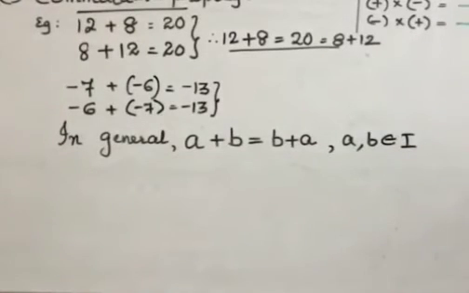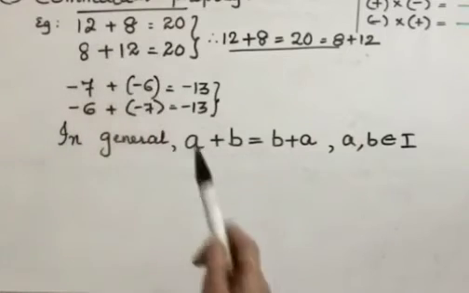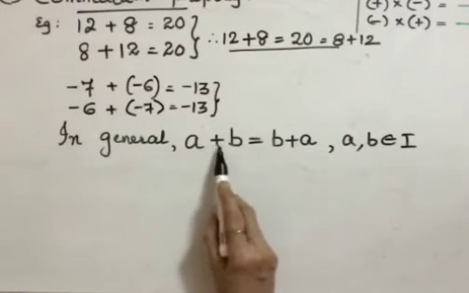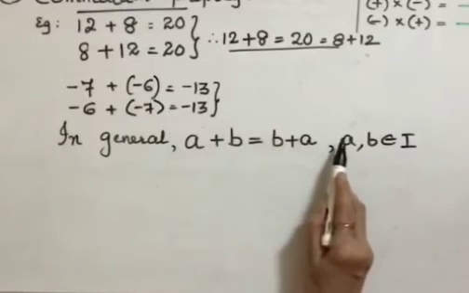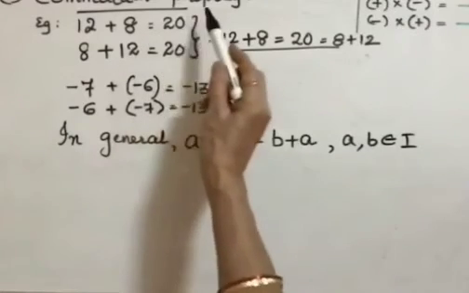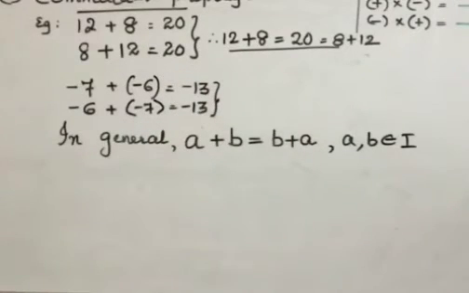Children, please observe. In the commutative property, first I am dealing with addition. When you add two integers, you get a sum. When you reverse their order, the sum remains the same. It does not change. This property of integers is called the commutative property of addition of integers. Therefore, A plus B equals B plus A, where A and B belong to integers. So, we can say the commutative property holds good with respect to addition.